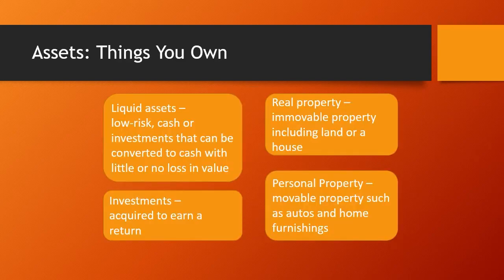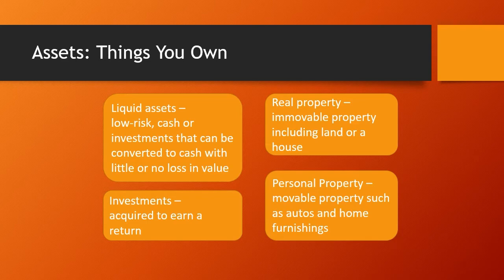Assets, we mentioned, are just things you own. Then you could list them without subcategories, and it's not like your balance sheet would be wrong. It would just be less useful. And so it is good to subcategorize them. And for most households, these are good categories. Some people, if they had a small business or something like that, might have some separate categories. But at any rate, liquid assets, investments, real property, personal property.